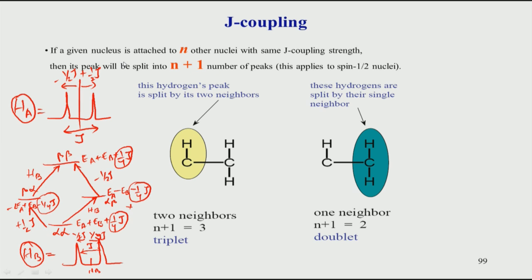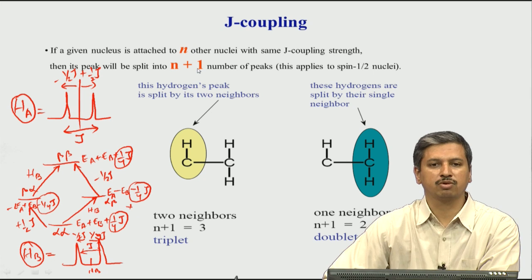It says that if a given nucleus, that is the hydrogen in yellow color, is attached to n other nuclei with the same J coupling value, suppose this hydrogen has a J coupling with this hydrogen with some value J x, and the same J x value applies for this coupling, then this hydrogen shown in yellow color shade will be split into 3 peaks, because it has 2 neighbors. So, whenever there are n neighbors, that is called the n plus 1 rule.